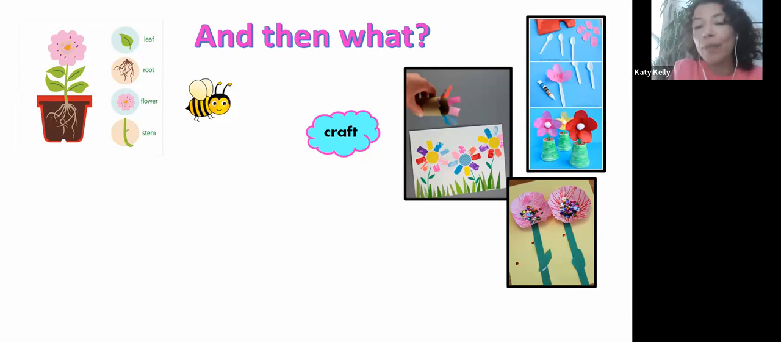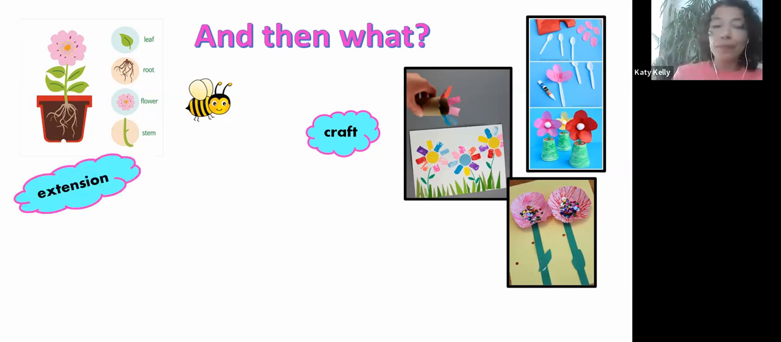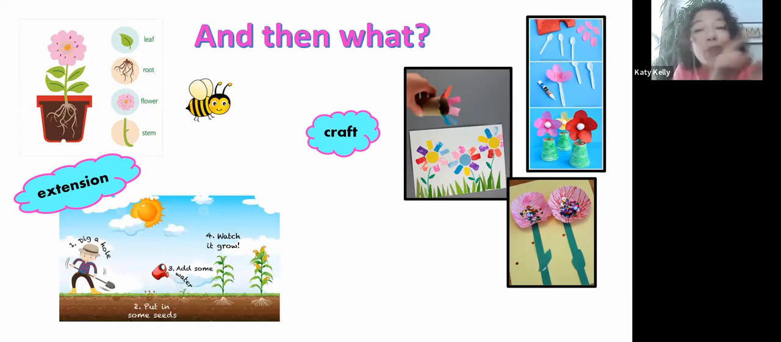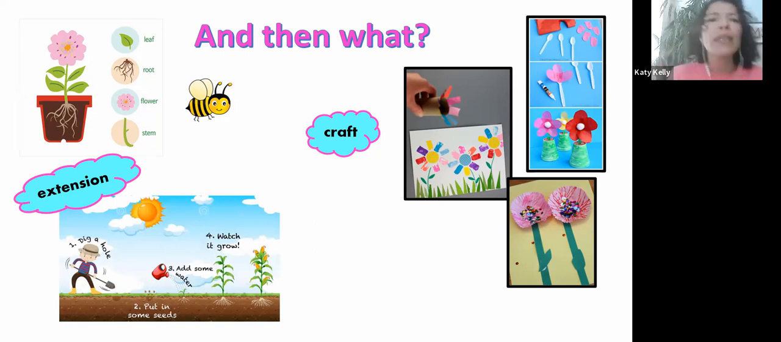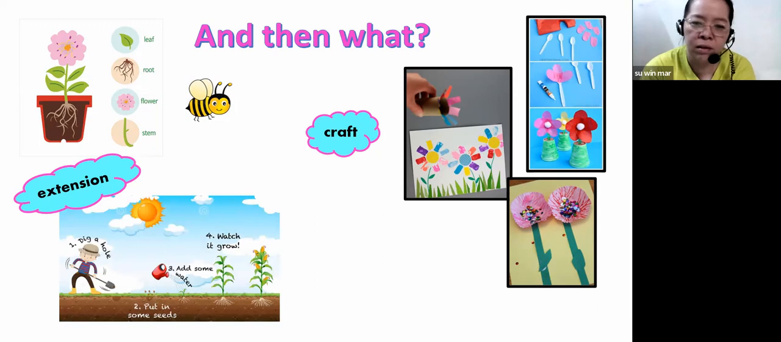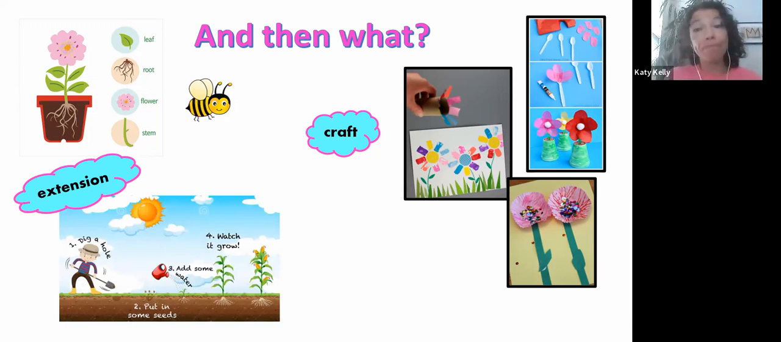With slightly older ones, if you wanted to, you can also extend this to include the process. We've only looked at the parts of the plant, but we could extend to include the process. So what do we do first? Let's dig a hole. And then what do we do? Seed the hole. Yes. And then what do we need? Water. Watering. We need sun, and then grow.